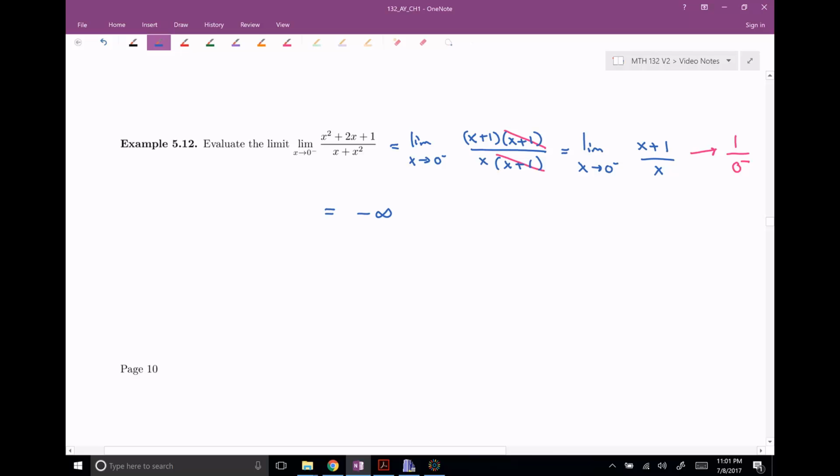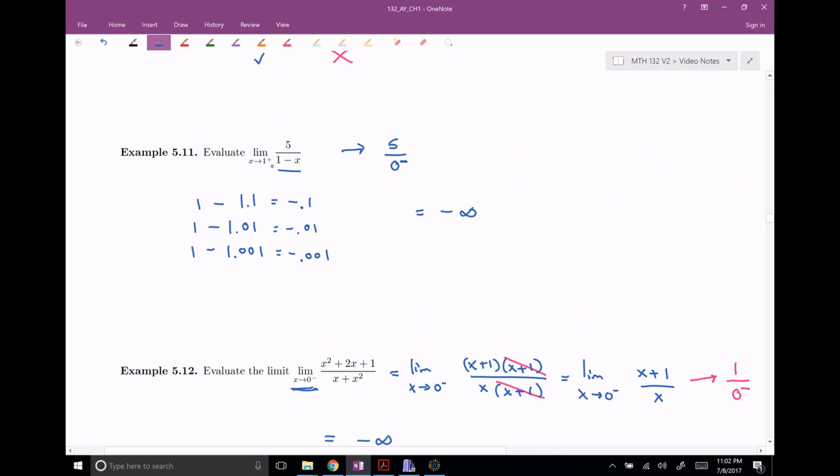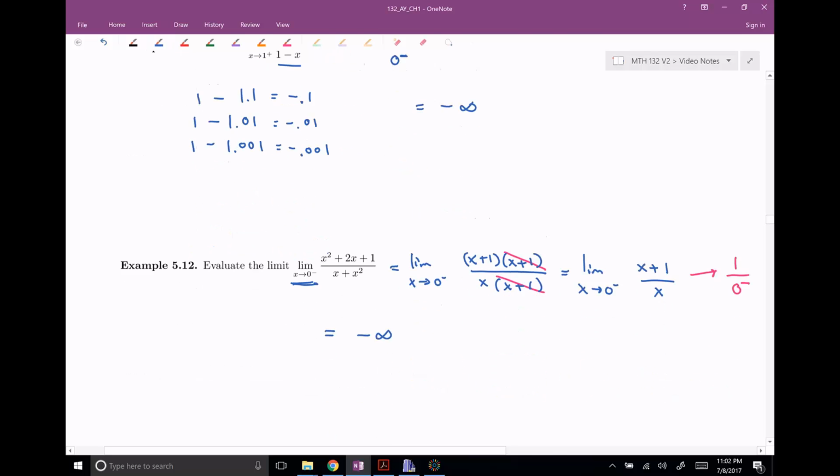Now I want to show you, sometimes people get confused, and anytime you approach from the left, you see that negative sign and they try to say that this is always going to be negative infinity. That's not necessarily the case, because up here we approached from the right. So by that logic, this should be positive infinity, but indeed the answer was negative infinity. So you really do have to think out each one of these problems.